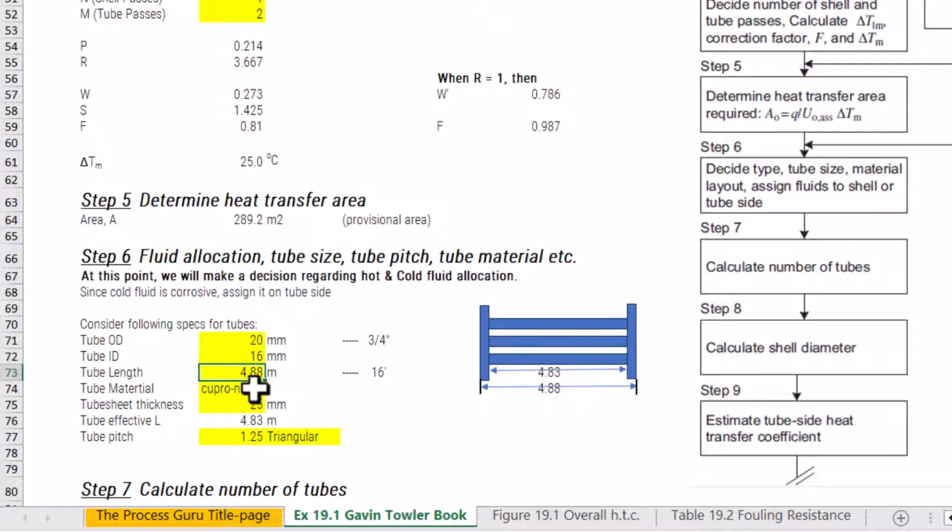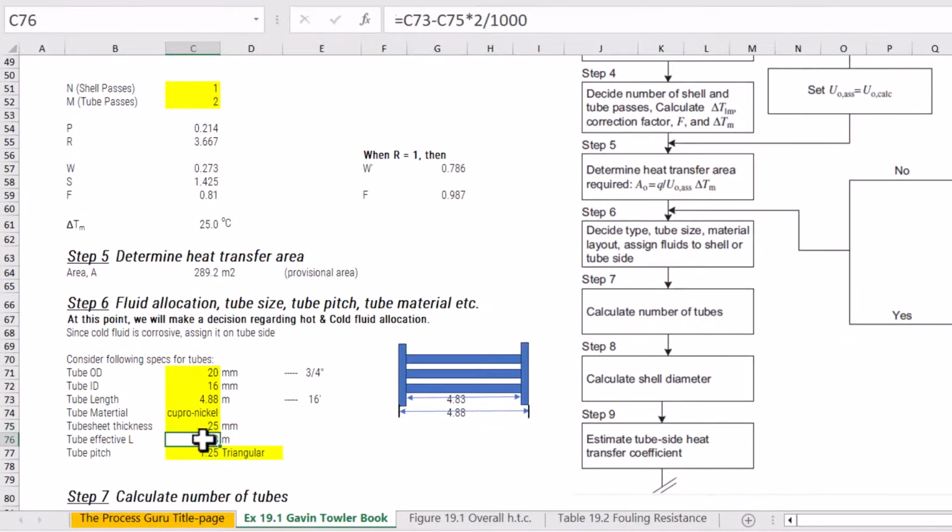Tube length, we are taking a standard length, that is 16 foot. So 16 feet in metric is 4.88 meters. And the tube material that we would be taking is cupronickel as per the textbook. And the tube sheet thickness, we are just assuming it is 25 mm. These tubes are inserted inside the tube sheet, so the effective length would be somewhat shorter. To take care of that, we are deducting this tube sheet thickness from both sides from the actual length of the tube.